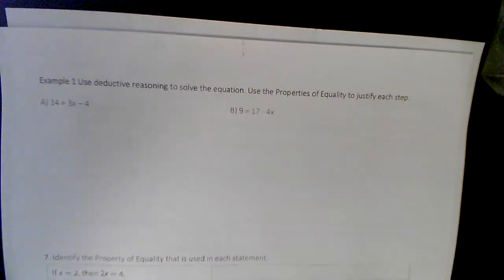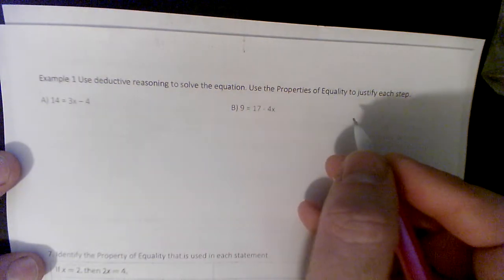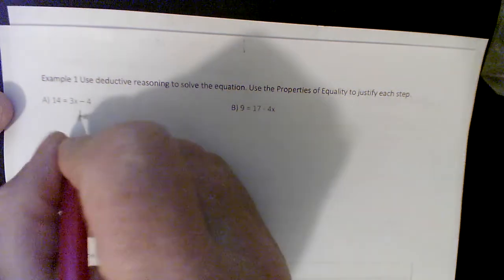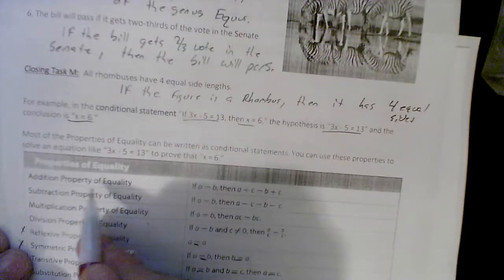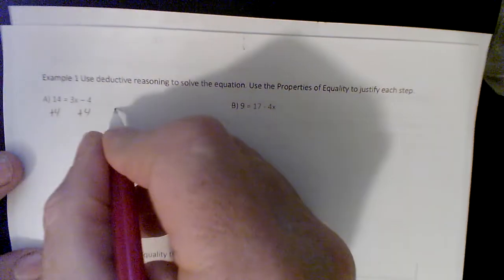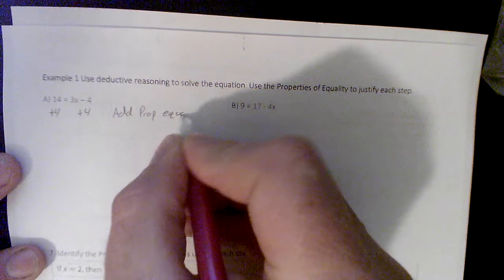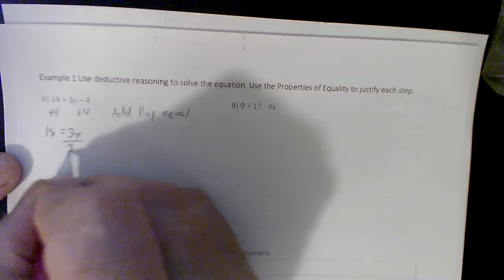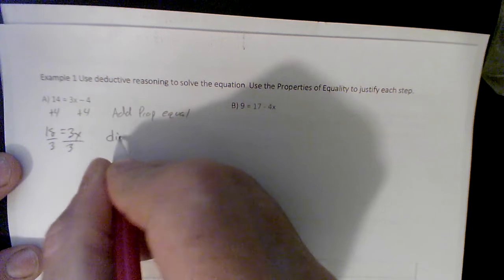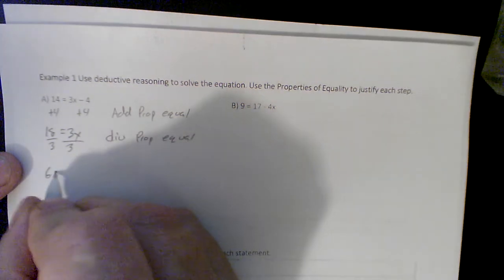So, I'm going to show you some stuff right here. I can use deductive reasoning, and we're going to do these next two here. To solve the equation, use the properties to justify each equation. So I'm going to add 4. Add 4. That is the addition property of equality. I'm going to write it shorthand, add prop equal. And I get 18 equals 3x. I divide by 3. And that's the division prop equal. We get 6 equals x.